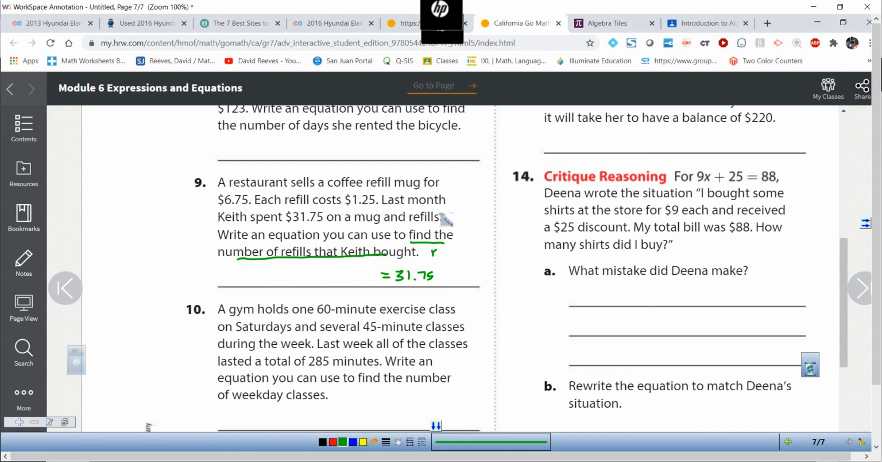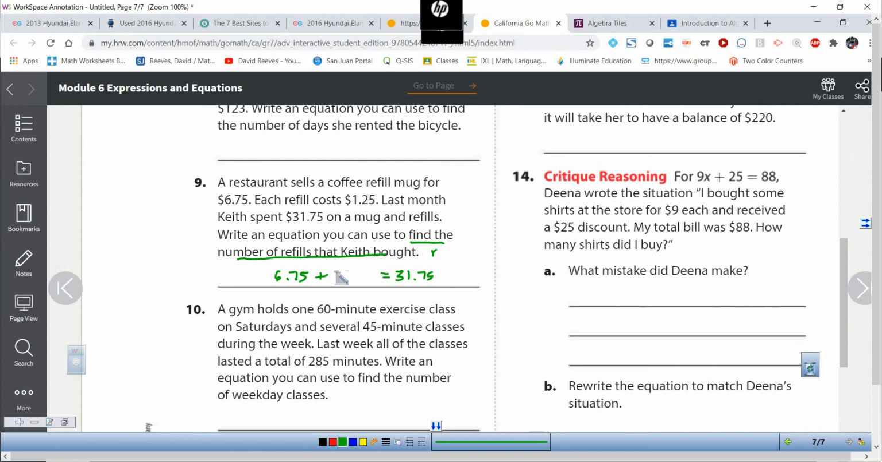Do we have a one-time fee here? All right, he bought the mug for $6.75. That's a one-time fee for the mug. All right, you guys know a lot of times they do that, though. If you go to like Six Flags or something, you buy that cup and then they give you free refills or they charge you 25 cents or something for a refill.